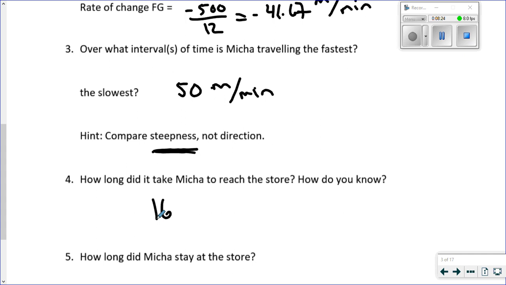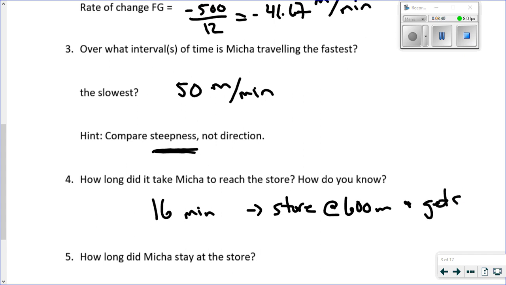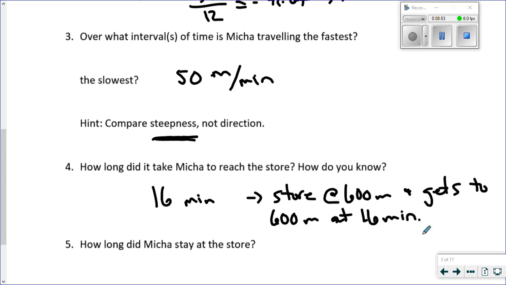And how do I know? You are not allowed to say because my teacher told me so on the video. Actually, pretty much what I said is the answer. The store is at 600 meters and he gets to 600 meters at 16 minutes. Okay, so it's not just a random guess. There actually is a reason why it's doing that.